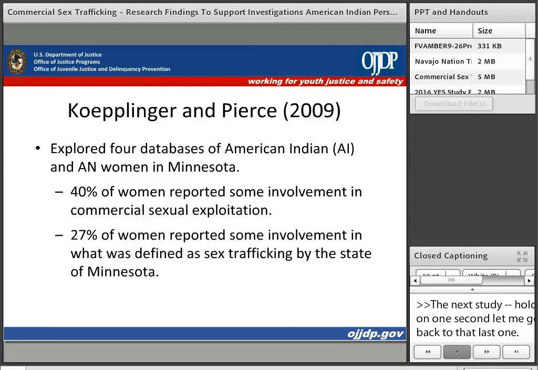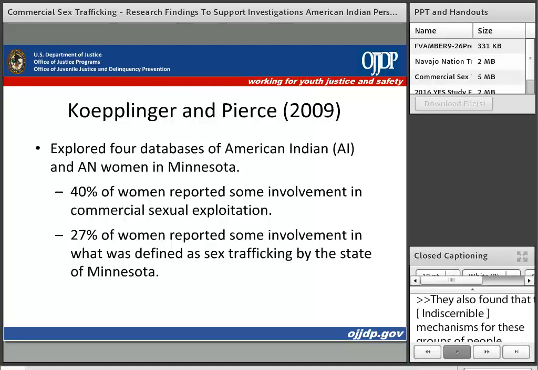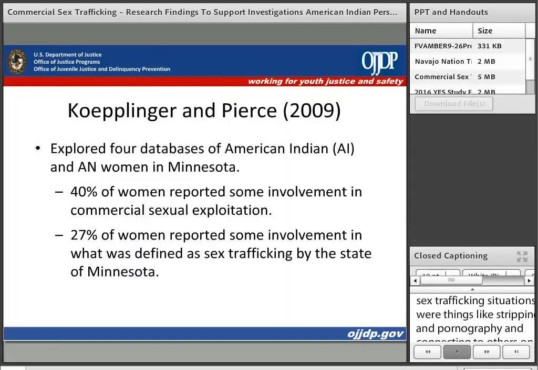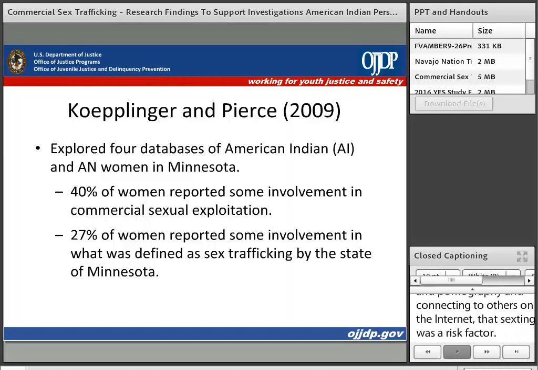Sorry about that. They also found that the entry mechanisms for these groups of people, so they took all of their information and put it together and found that the mechanisms for entry into sex trafficking situations were things like stripping and pornography and connecting to others on the internet, that sexting was a risk factor, and that feeling like being sexually exploited was normal due to their childhood experiences of abuse. They also talked about experiences by the interviewees of violent traffickers and romantic traffickers.